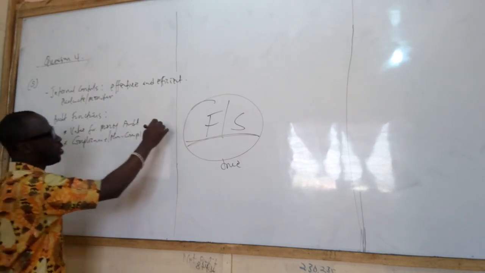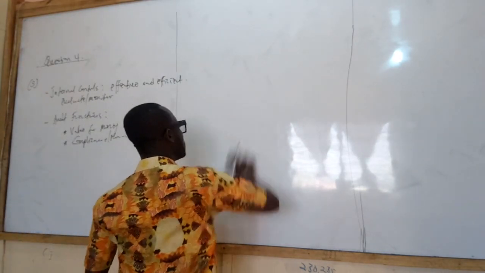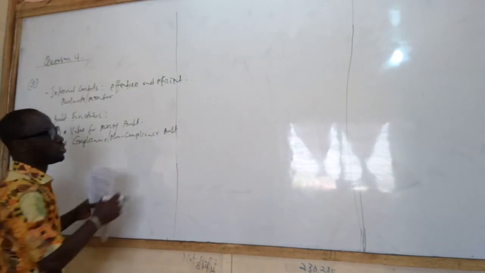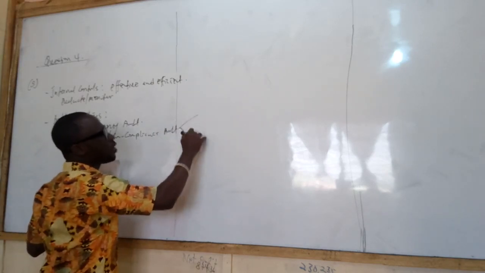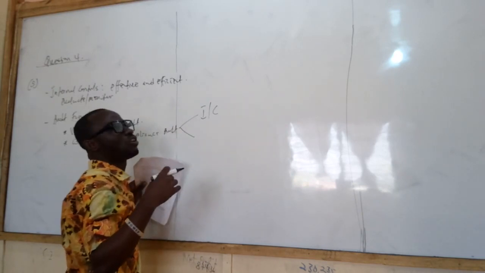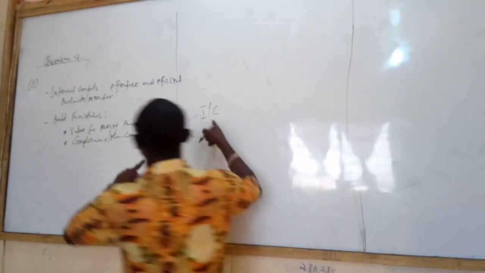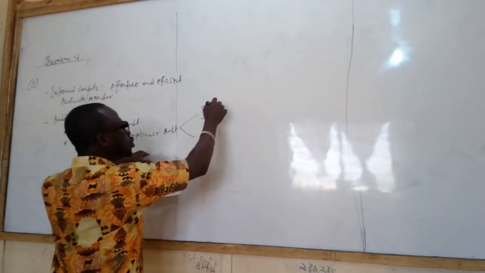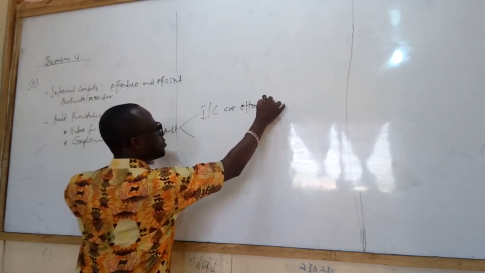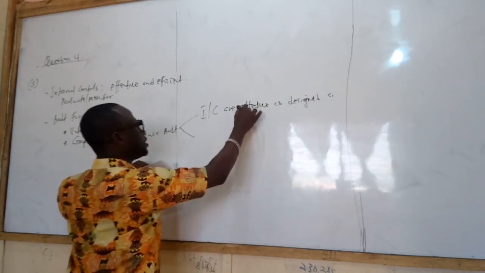Now, why is this important? Especially the second one, the compliance and non-compliance. Because that could affect the entity as well as what? The financial statements. We need to find out whether internal control systems are working. Whether internal control systems are effective as designed and implemented.